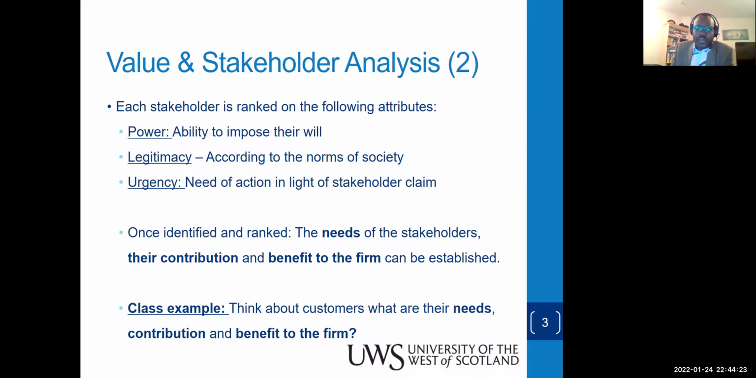Think of this example. Think about customers. What are their needs? What are their contributions to the company? And what is the benefit to the firm? Think of employees of the company. What are their needs, their contribution and benefits? Think of suppliers, competitors. Undertake this stakeholder analysis and see how best you can rank them in terms of their legitimacy, their need, the power that they exert over us, and how urgently we need to respond to their claims.